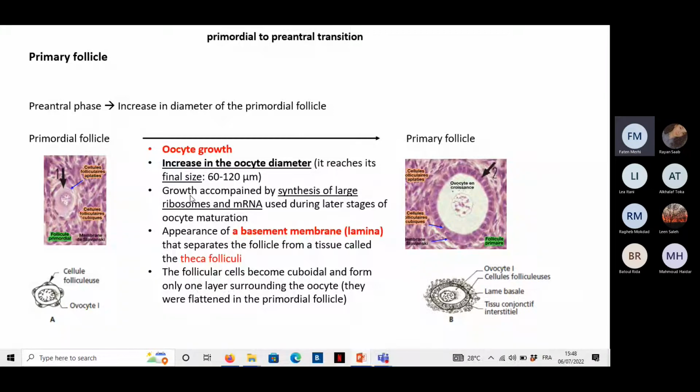This growth in the size of the oocyte is accompanied by the synthesis of large numbers of ribosomes and messenger RNA that will be used during later stages of oocyte maturation. So during this increase in size, the oocyte will also produce messenger RNAs and ribosomes that will be used later during the maturation of the oocyte and the follicle.